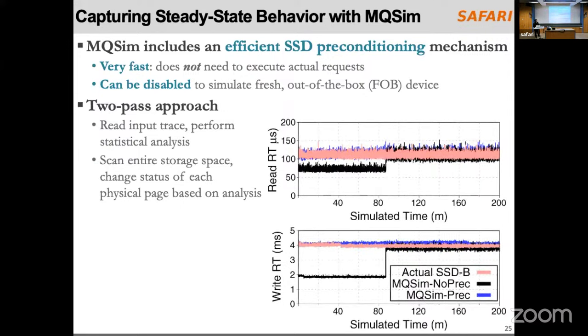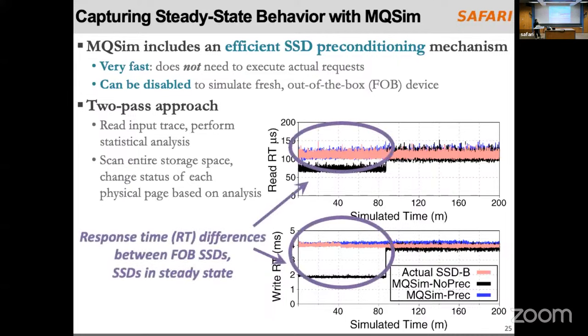Here you can see that we show the read and write times on the y-axis and the simulation time. The color pink represents the actual SSD, no precondition is shown in black, and with precondition is in blue. The pink and the blue should be in a similar group. But without precondition, you can see that the latency is quite low, which is not what we want when we want to accurately model the device. After a point, when we have done sufficient writes, it increases and goes to the level of preconditioning. So this is another feature of MQSim where we can perform the preconditioning. The response time difference between the actual SSD and MQSim with preconditioning is quite small.